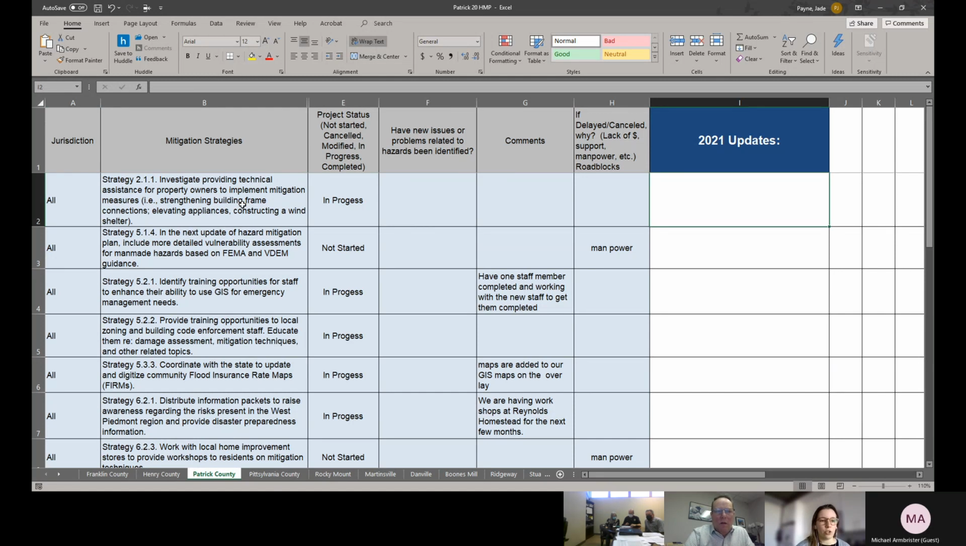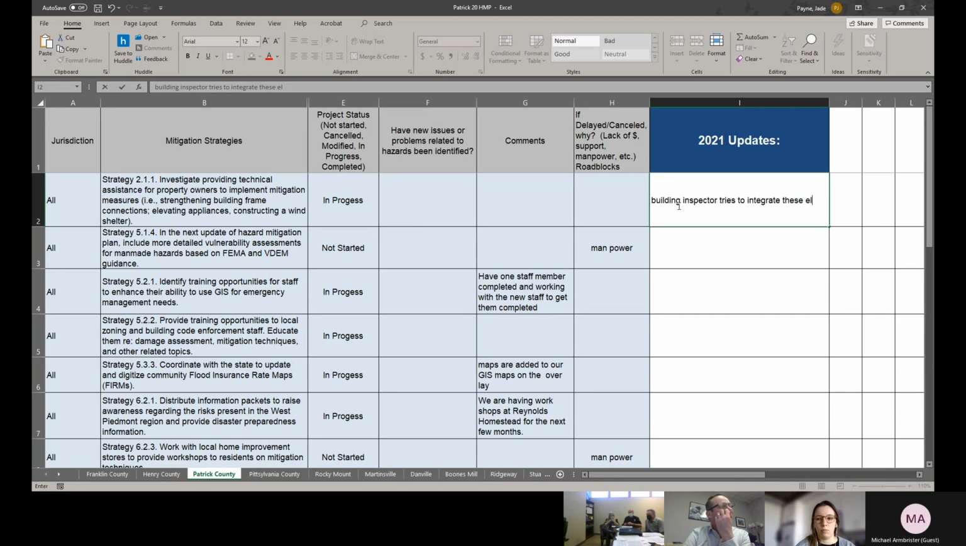So the first one, strategy 2.1.1, says investigate providing technical assistance for property owners to implement mitigation measures, such as strengthening building frame connections, elevating appliances, constructing a wind shelter, etc. I know our building inspector, when he goes out, he tries to iterate on certain things, how to make it better.